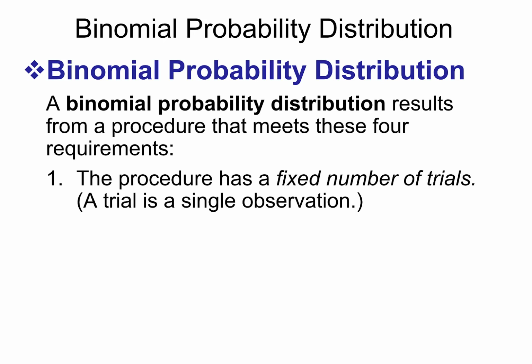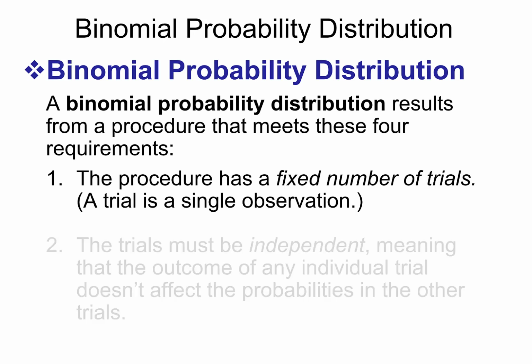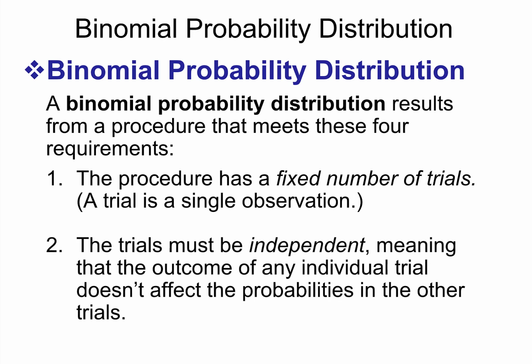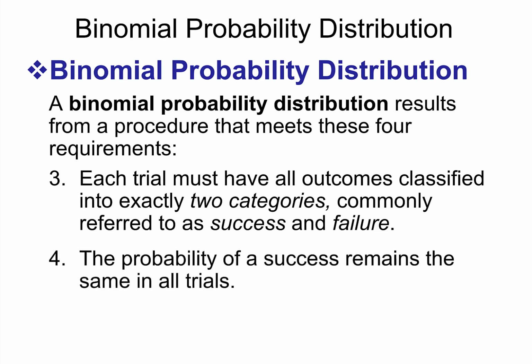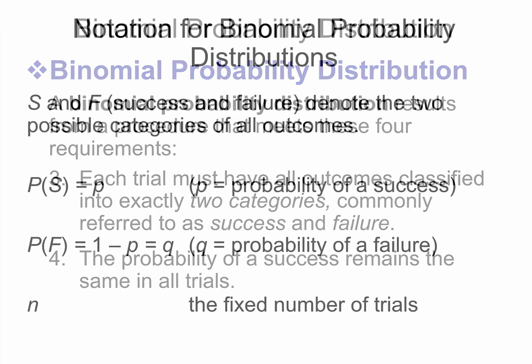There's a fixed number of trials. A trial is a single observation. The trials must be independent, which means the outcome of any individual trial doesn't affect the probabilities in the other trials. Each trial has exactly two outcomes, which we classify as success and failure, and the probability of success remains the same in all the trials.